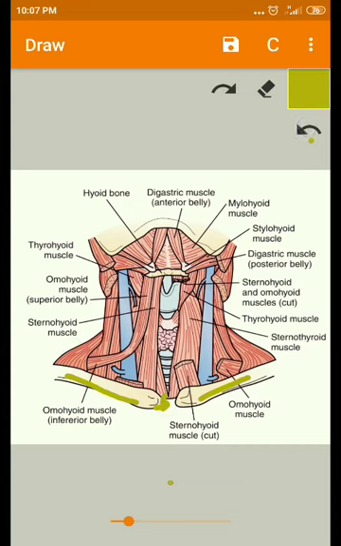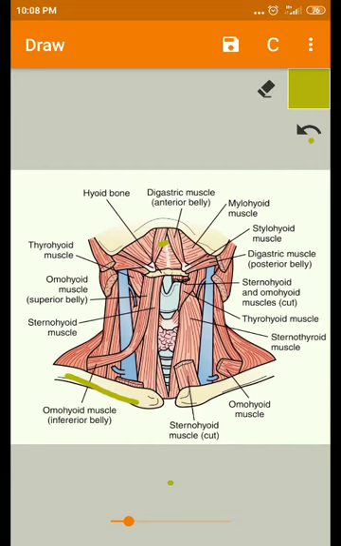Okay, so the muscles which are connecting the hyoid bone to the cranium and the mandible are called suprahyoid muscles, and the muscles which attach below the hyoid to the sternum and the scapula are the infrahyoid muscle groups.